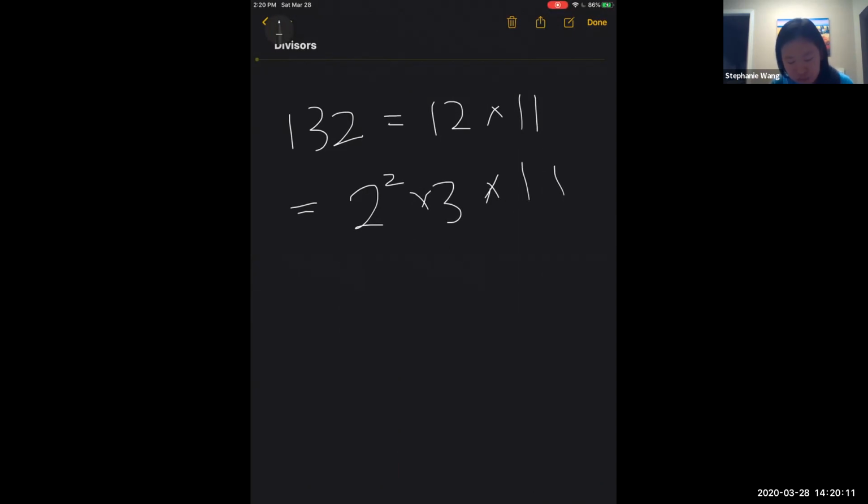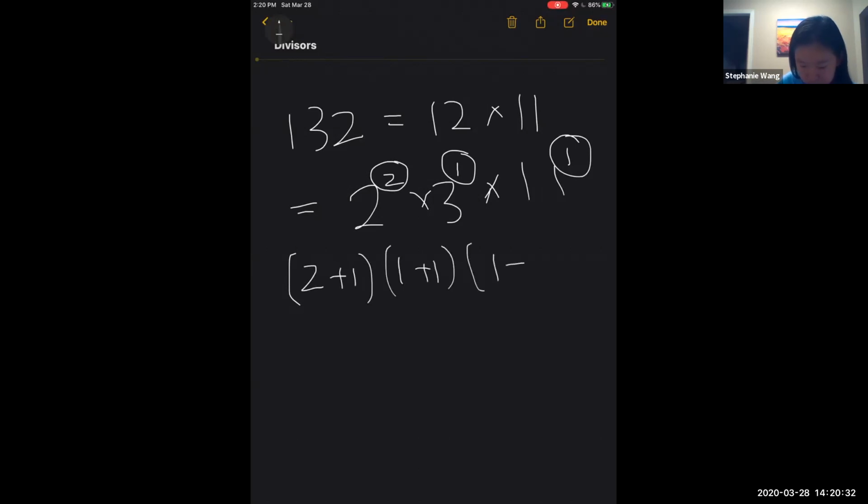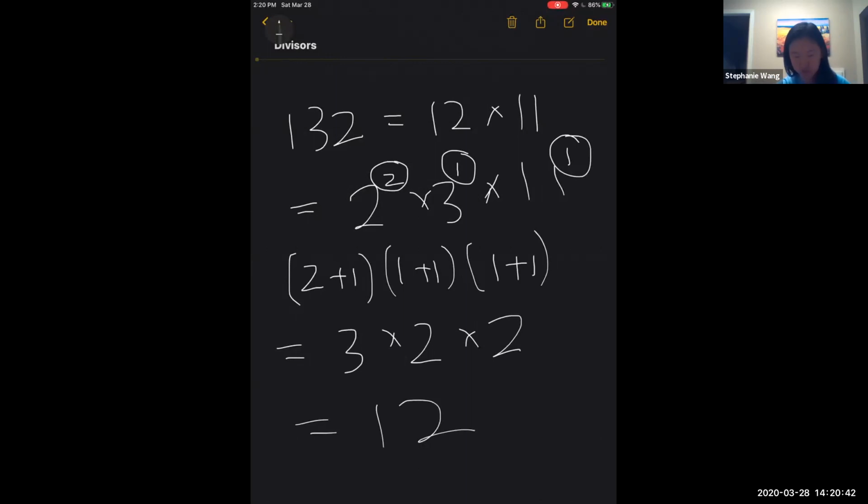So in order to find the total number of divisors of 132, you look at all the exponents. We have an exponent of 2 here, exponent of 1 here, and an exponent of 1 here. So to find the number of divisors, all you do is you add 1 to each exponent, and then you multiply all of them together. So we do 2 plus 1 times 1 plus 1 times 1 plus 1. That would be equal to 3 times 2 times 2, which is 12. And that's the total number of divisors of 132.